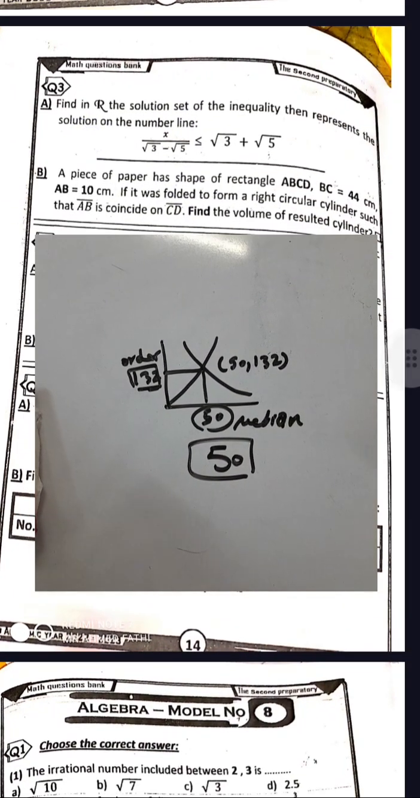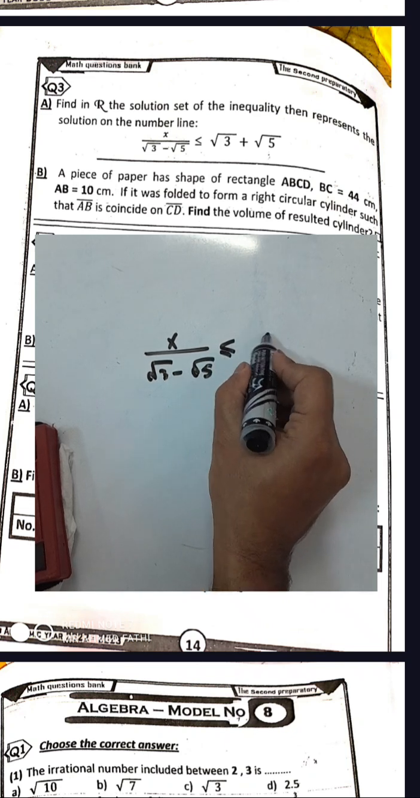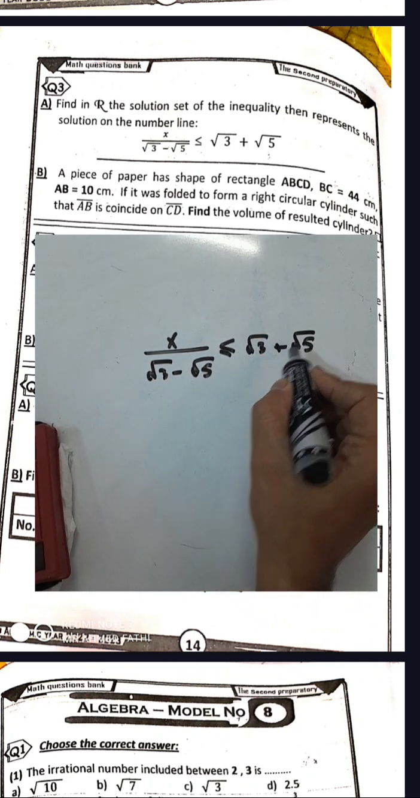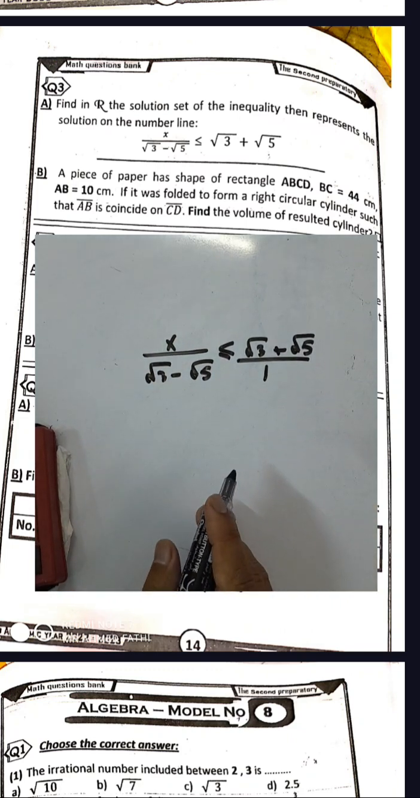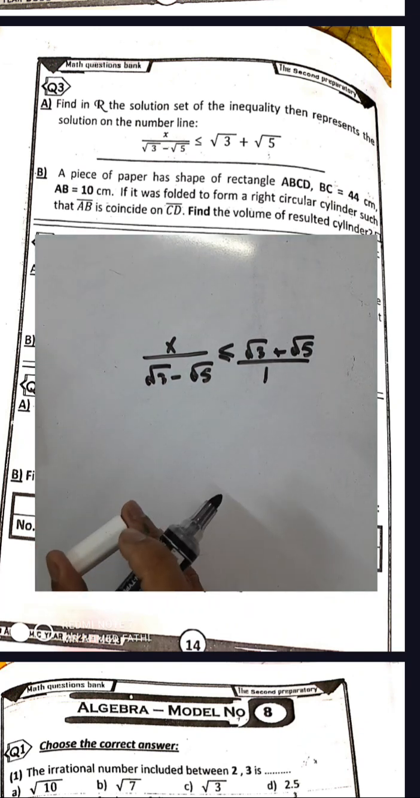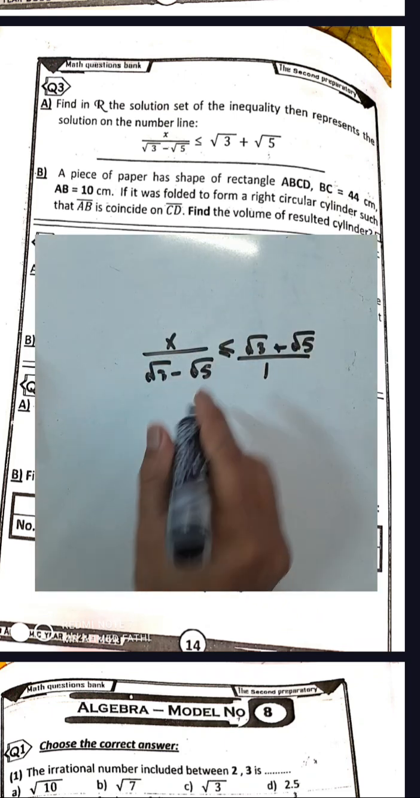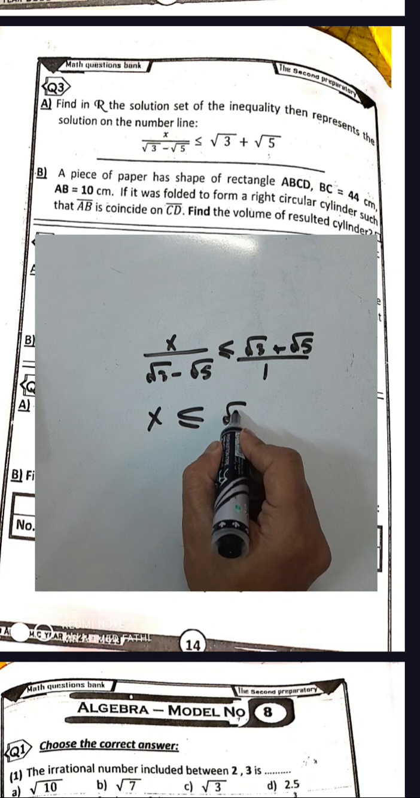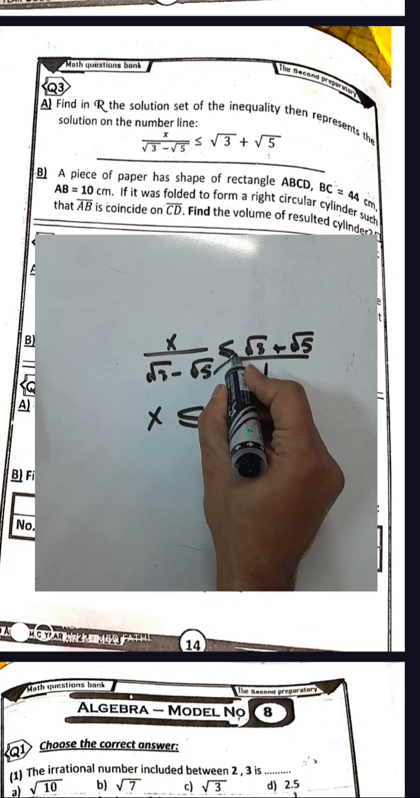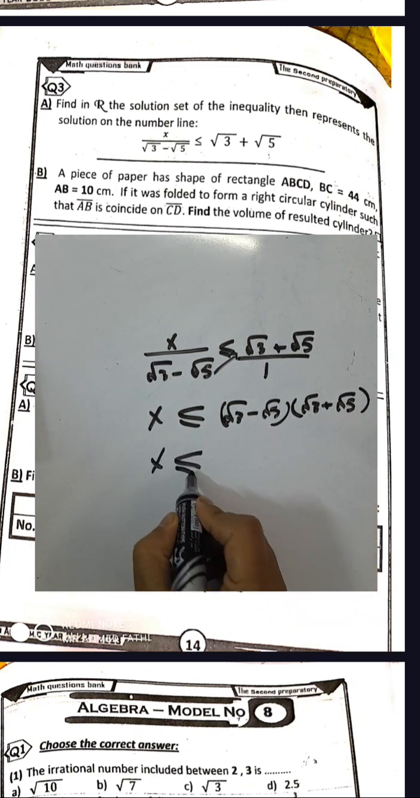Next question: find in R the solution set of this inequality: x over root 3 minus root 5 is less than or equal to root 3 times root 5. We solved this example in the last exam in two methods, never mind, I will solve it again. We can use the product of extremes equals the product of means. Then x is less than or equal to root 3 minus root 5 multiplied by root 3 plus root 5.